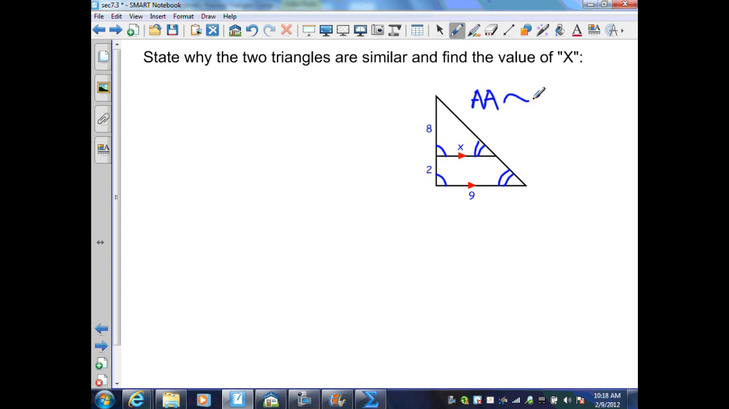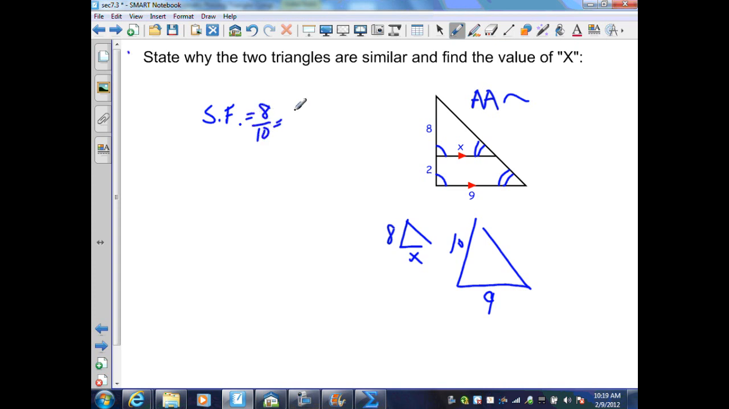Now I just set up the two triangles. My two triangles being 8 and x, and my other triangle being 10 and 9. My scale factor is the ratio of two known corresponding sides, also known as the similarity ratio, 8 to 10. Simplifying, I get 4/5. Set up my proportion. 4/5 is equal to x over 9. 5x is equal to 36, and x is equal to 36 fifths.